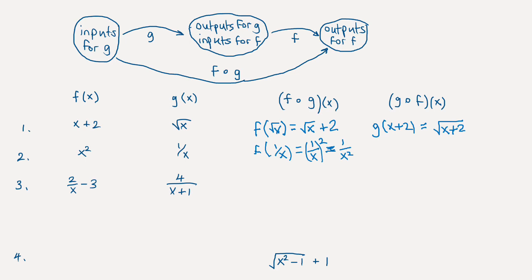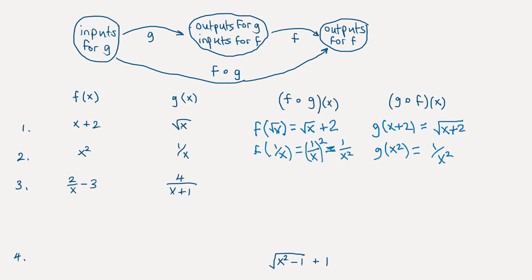Let's do it the other way around. Let's apply g to the output of the f function. The output of the f function is x squared, and the g function takes that x squared and takes the reciprocal of it, so 1 over x squared. So in this case, we've ended up with the same result for f on g as g on f. They're both the same. In the previous example, they were different. So that's just to show you that anything can happen.